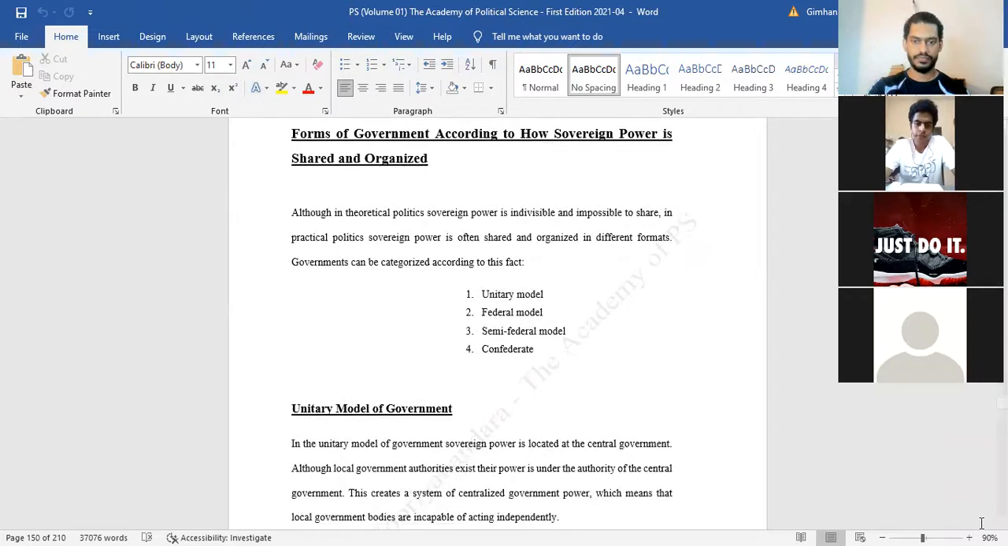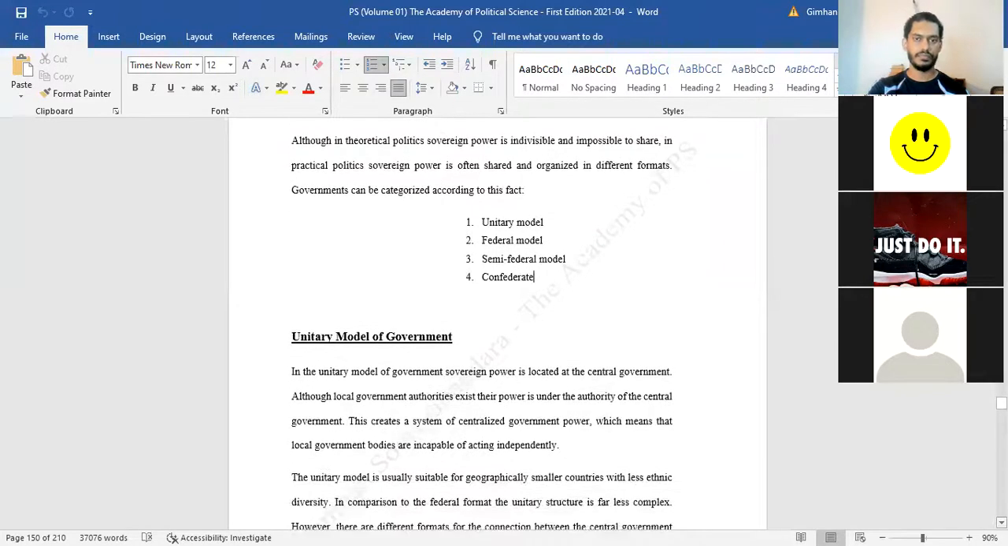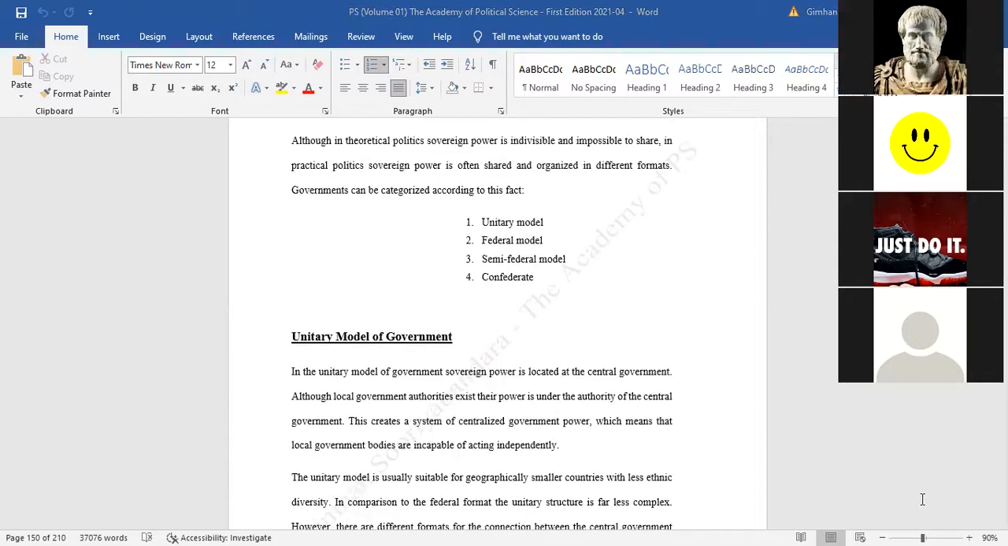Forms of government according to how sovereign power is shared and organized. Although in theoretical politics, sovereign power is indivisible and impossible to share, in practical politics, sovereign power is often shared and organized in different formats. Governments can be categorized according to this fact: unitary model, federal model, semi-federal model, confederate.